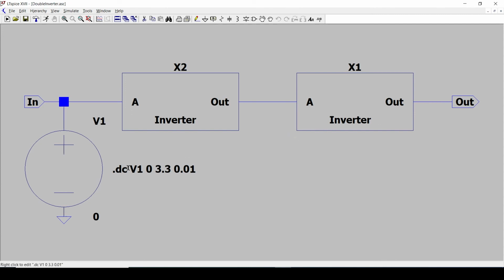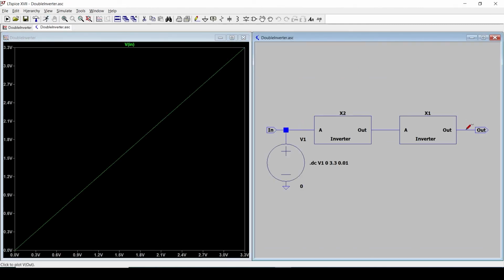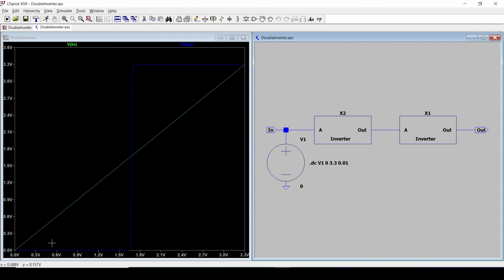Here we're going to compute the steady state transfer function of two inverters to see what they are, a DC analysis. So we run this, the input is just going to rise up, and if we look at the output, we get this very nice sharp transition here. So each inverter is close to being an ideal inverter.